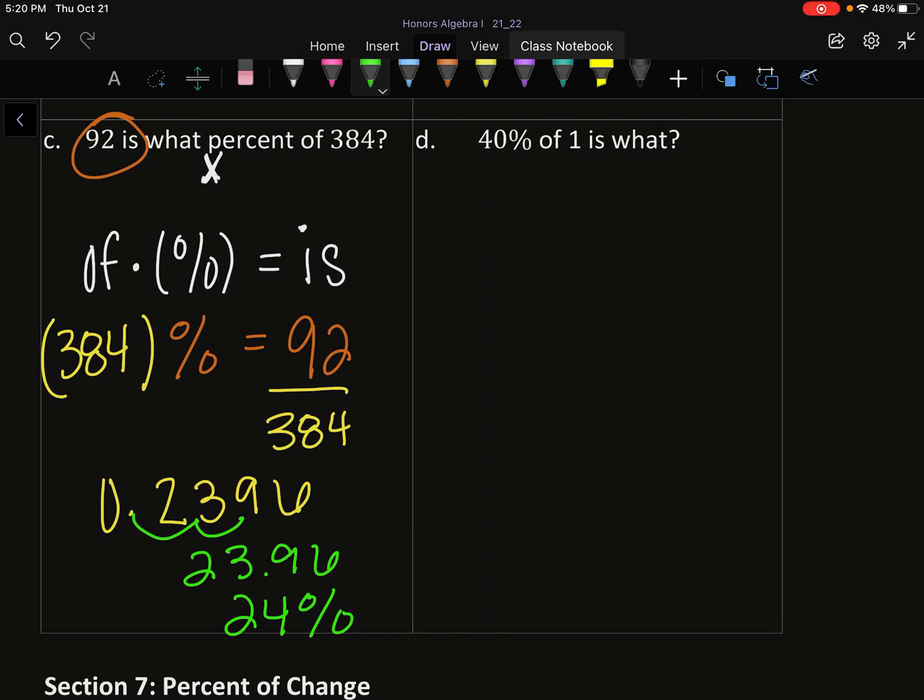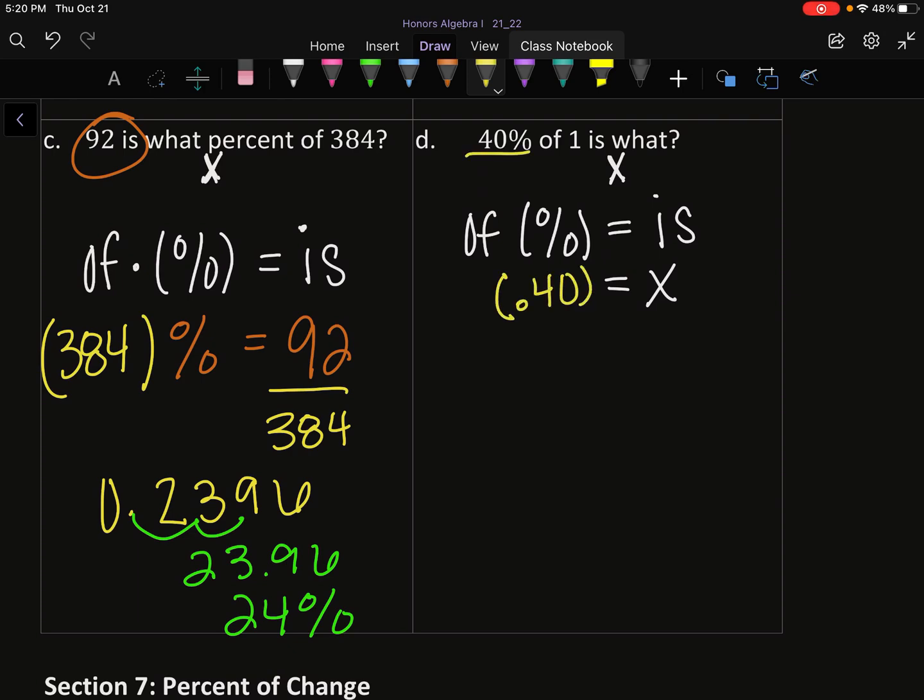All right. Here it's 40% of 1 is what? So I don't know my is. Again, I just think the of times the percent is equal to is a lot easier. So I don't know my is, my percent as a decimal, and then my of 1. Well, that's pretty easy. X is just equal to 0.4.